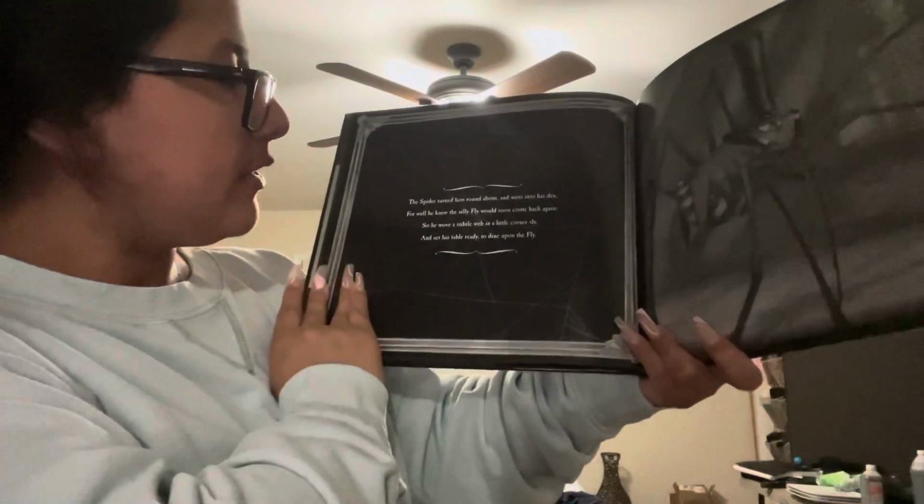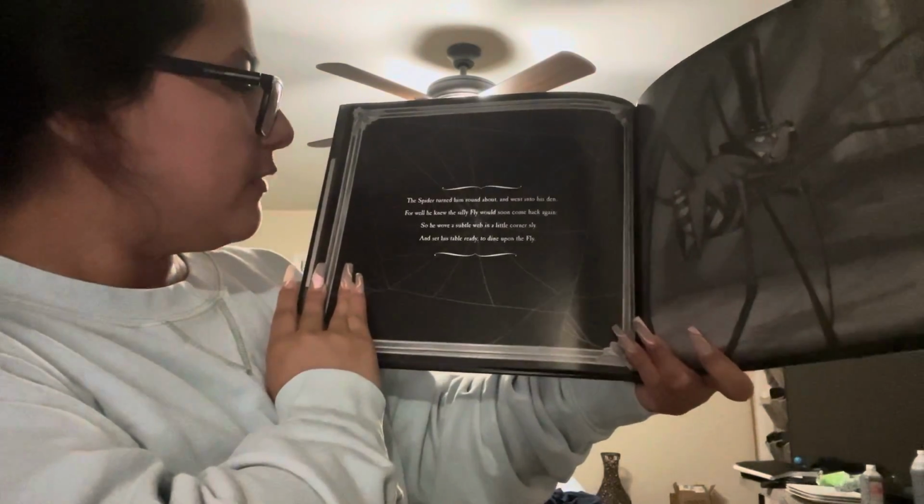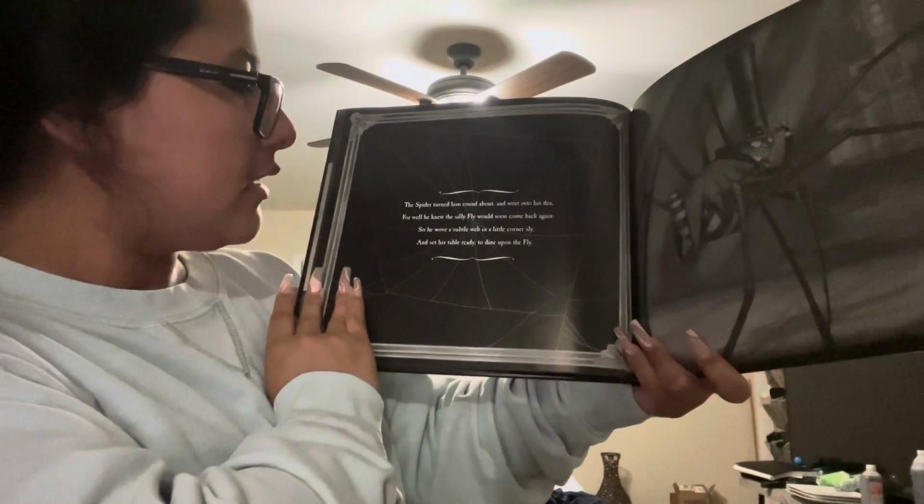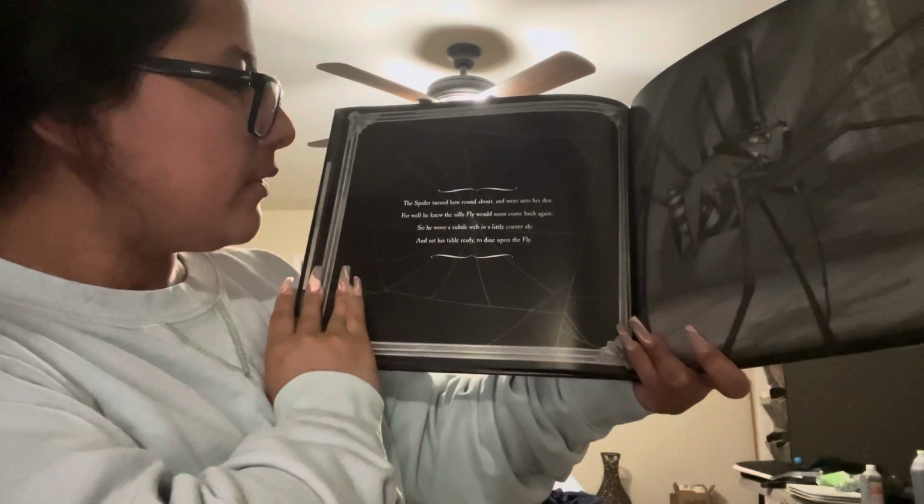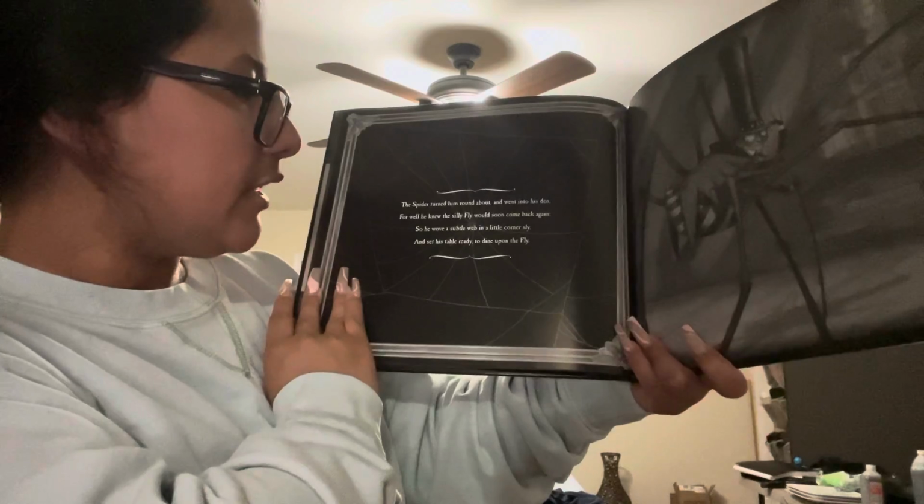The spider turned him around about and went into his den. For well he knew the silly fly would soon come back again. So he wove a subtle web in a little corner sly and set his table ready to diet upon the fly.